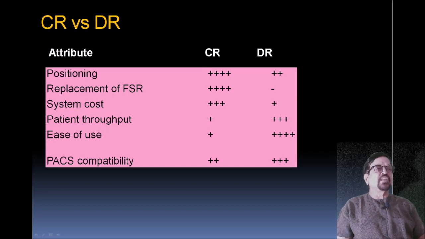Now these are the comparative charts of CR versus DR. Now, in CR the positioning requires much effort. It is very difficult; you have to be patient to do it properly. Versus DR, it is easy. Now, replacement of the film-screen receptor is in CR and it is in DR. Then patient throughput is much more with DR, and compatibility is good with both but better with CR.